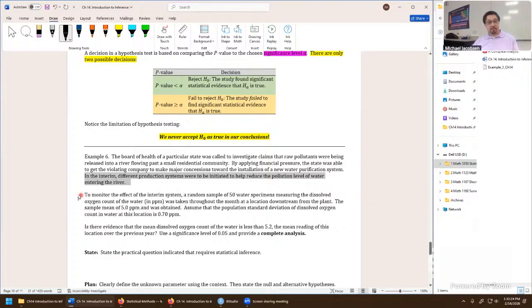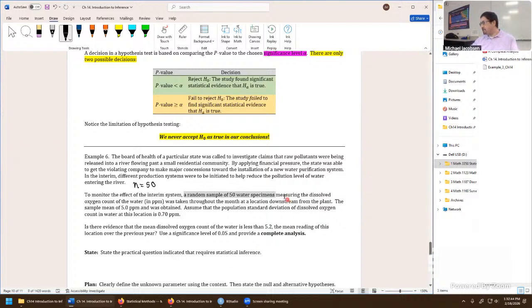So the state is going to monitor this company. So this is the next level of the drama, to monitor the effect of the interim system, where they're just reducing the pollution level of the water. They took a random sample of 50 water specimens. So now we have a sample size. Let's pen that in.